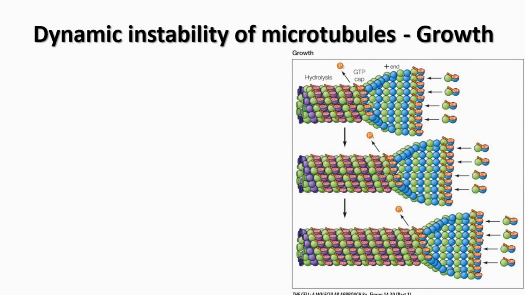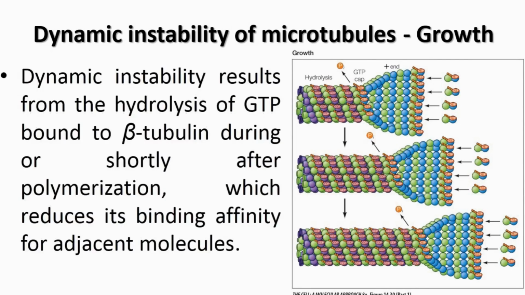Dynamic instability of microtubules is a very important concept. Dynamic instability results from the hydrolysis of GTP bound beta tubulin during or shortly after polymerization, which reduces its binding affinity for adjacent molecules. What the figure wants to imply is that at the plus end the tubulin dimers always join with GTP, but as we move from plus to minus end, the GTP gets hydrolyzed by releasing a phosphate, and after hydrolysis the dimers are unable to maintain the polymerization.